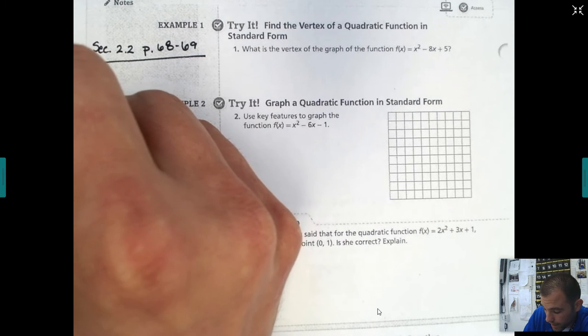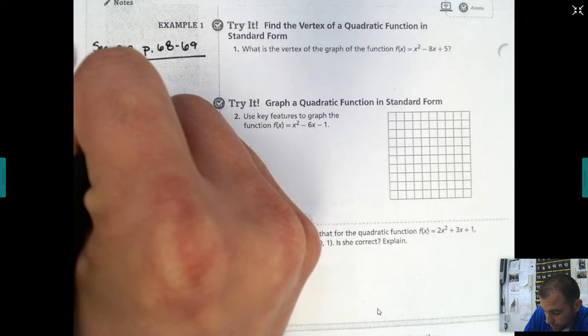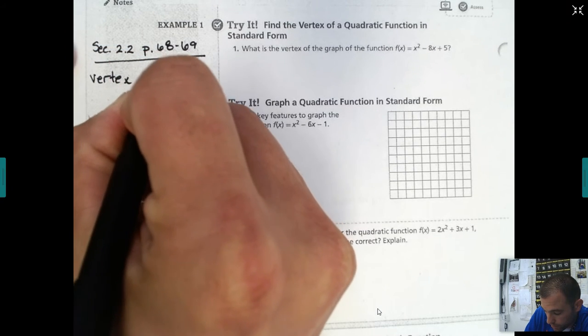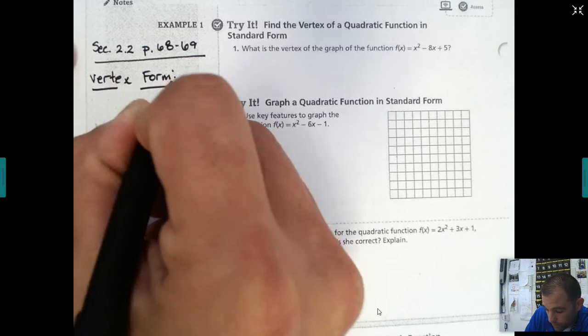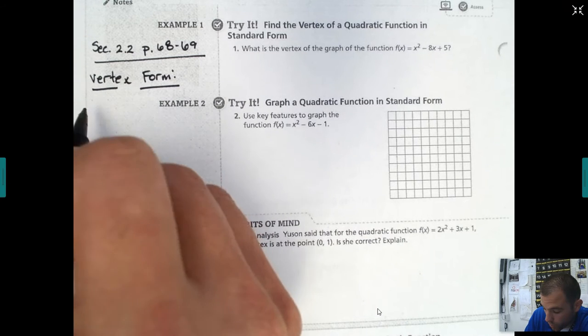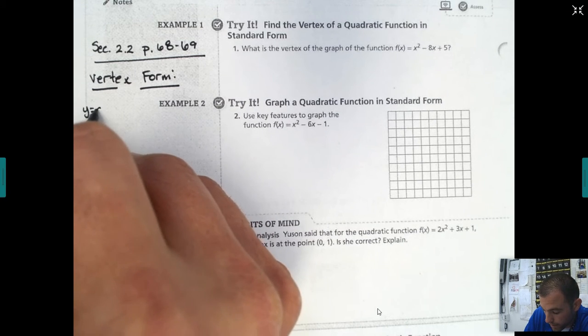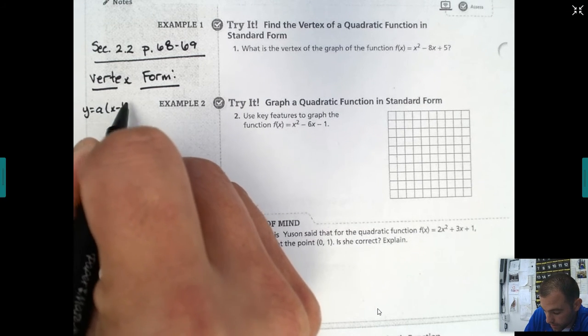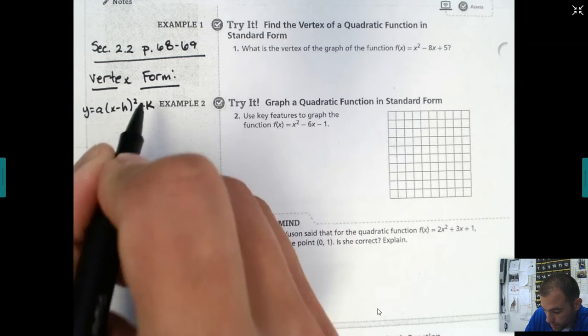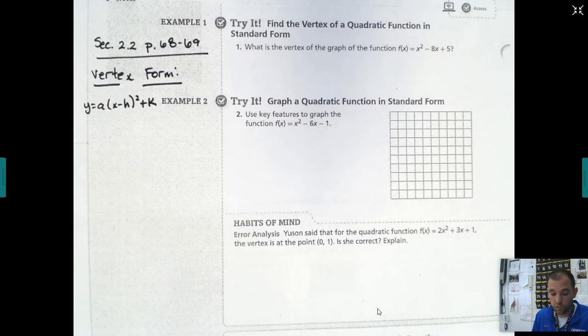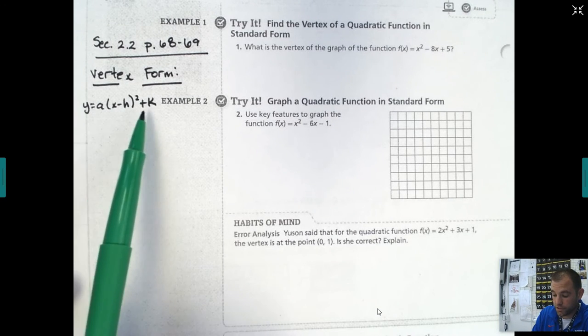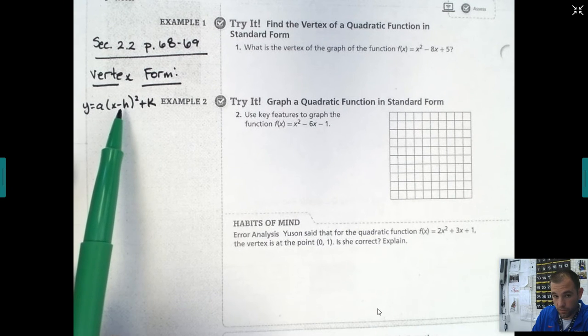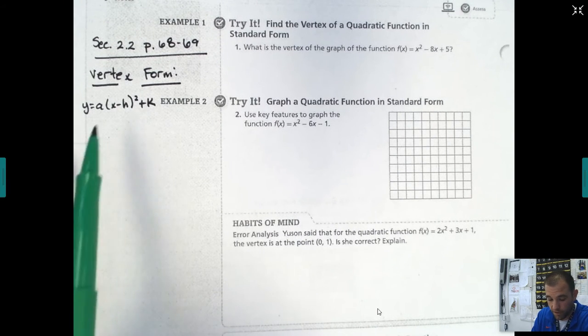So last class, we talked about vertex form. Just to review real quick, we remember vertex form was y equals a(x minus h) squared plus k. So this is what we did last class in 2.1, okay? And we were able to figure out what the vertex was by looking at that. Remember, the vertex was h and k, right? The h moved the graph left or right. The k moved the graph up or down.